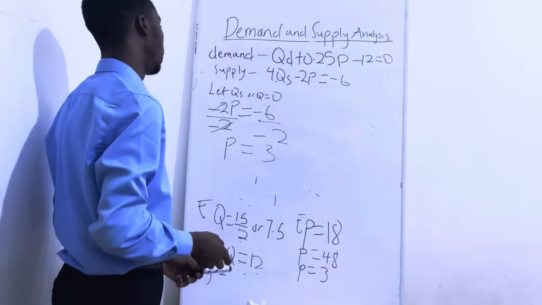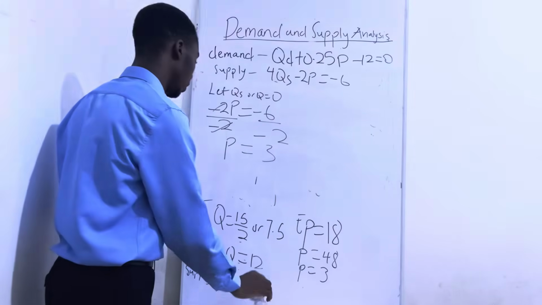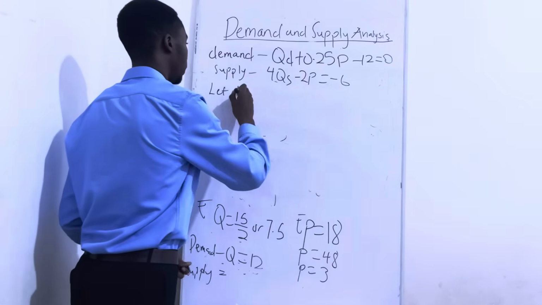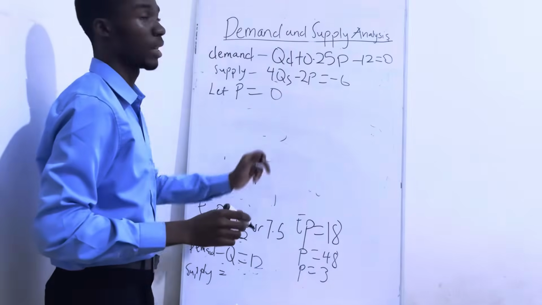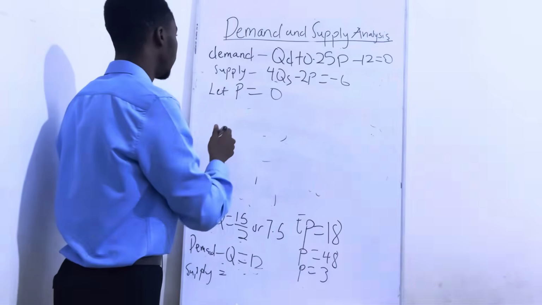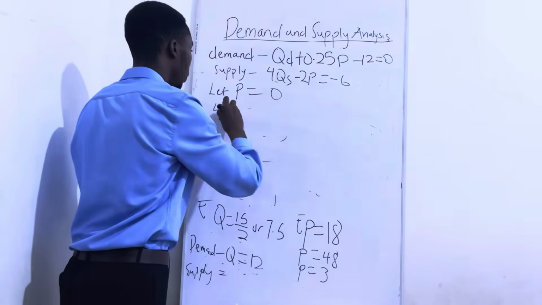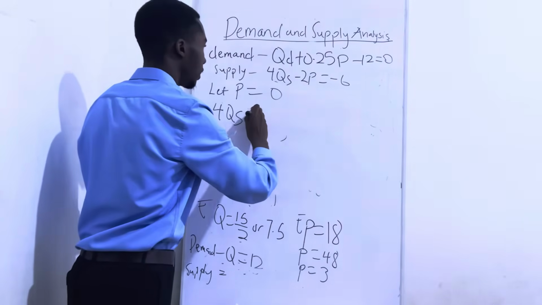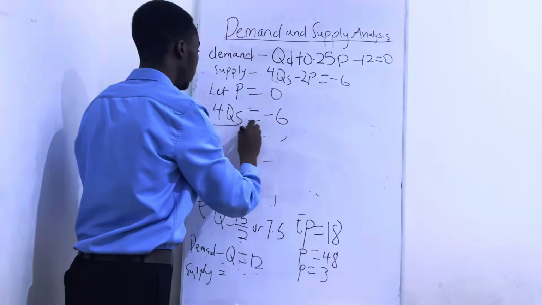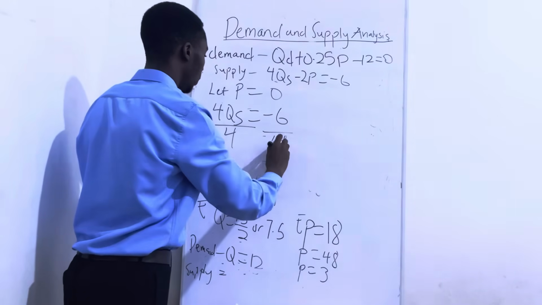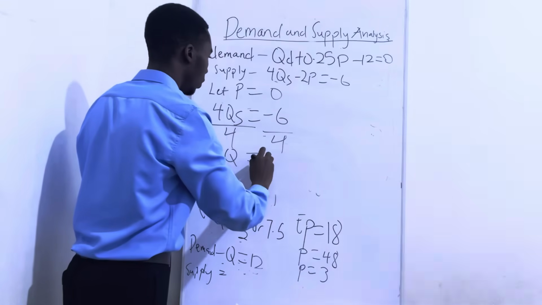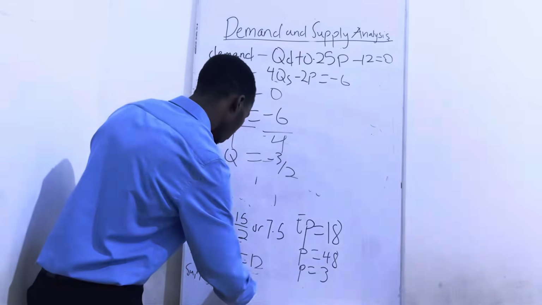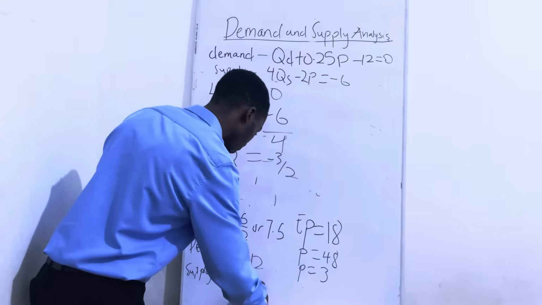Then we do the same for P. We let our P be equal to 0 so that we find Q. So now let P be equal to 0 in the supply equation. If P is equal to 0, it means 4QS minus, so that part becomes 0. So 4QS is equal to -6. We divide both sides by 4. So our Q will be equal to -3/2. Yes, so we have Q being equal to -3/2.